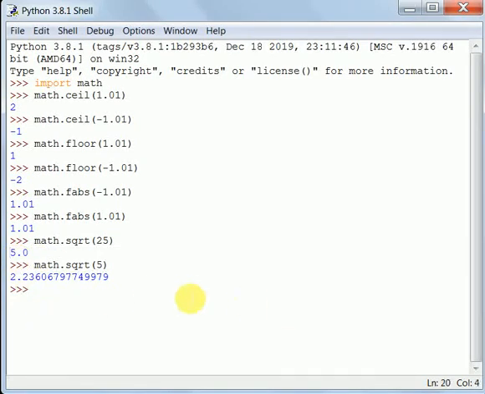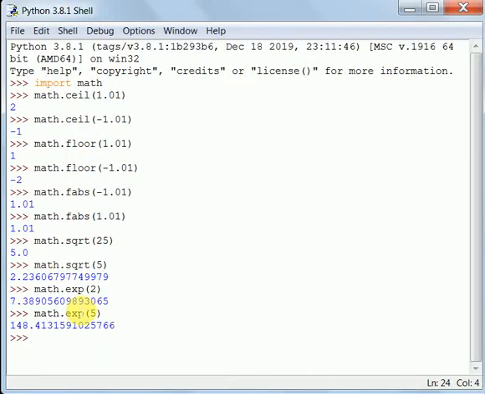One more expression is there, math dot exp. Exp means e to the power something. Suppose e to the power 2, which is 7.38, and if I give it 5, it will change again. In this way you can use these math functions.